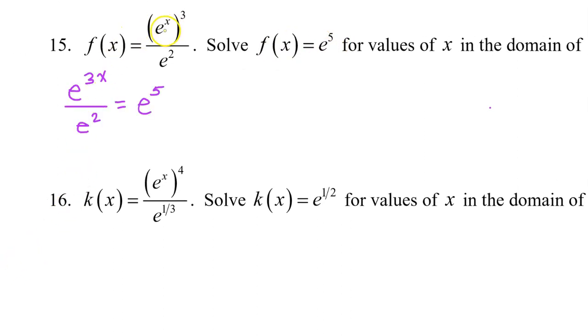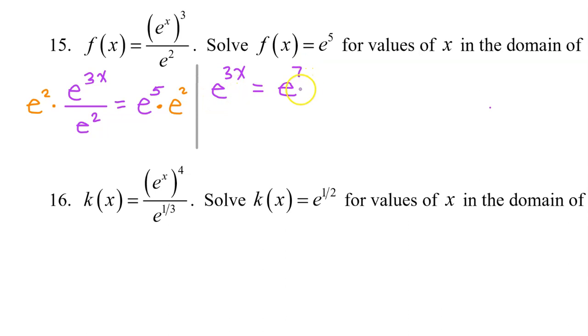When you raise a power to a power, you multiply. So I went ahead and wrote e to the 3x power. We can eliminate the fraction by multiplying both sides by e squared. On the left side, we just have e to the 3x power. On the right-hand side, when you multiply with like bases, you add these exponents. So we get e to the 7th power.